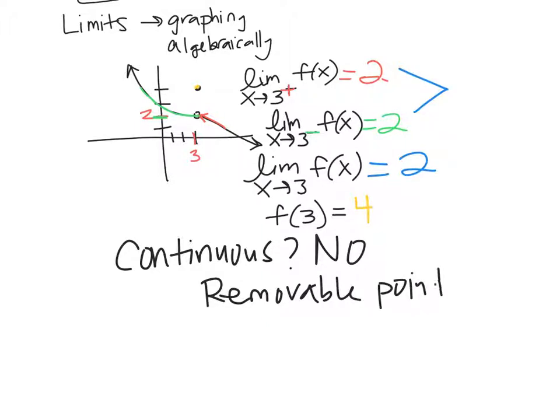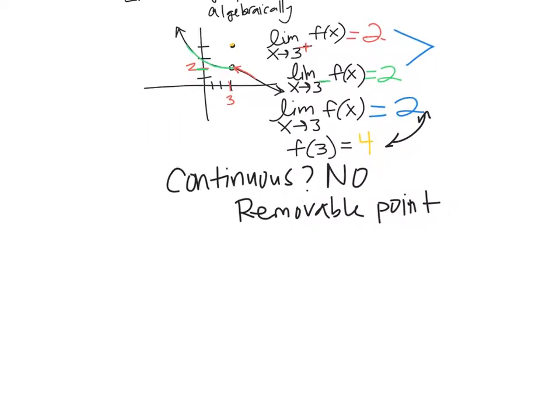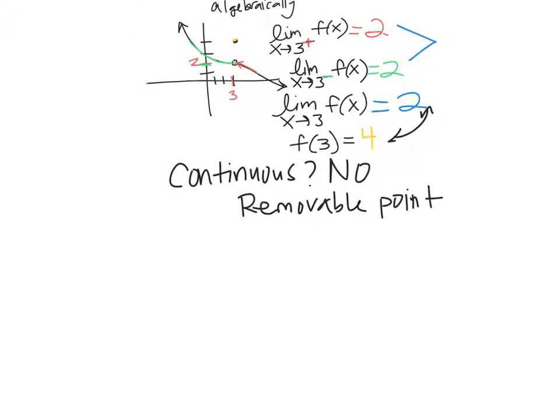Because in order to be continuous, you have to have 3 things. The limit has to exist. The limit and the function value have to be the same. And there was another thing. I forget it now. I guess it's not important. Okay, so that's graphically.